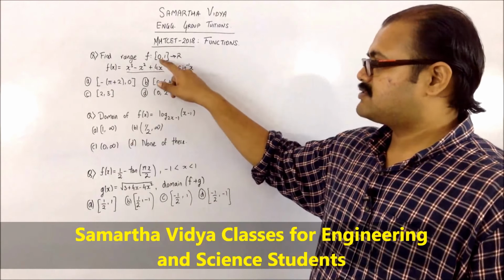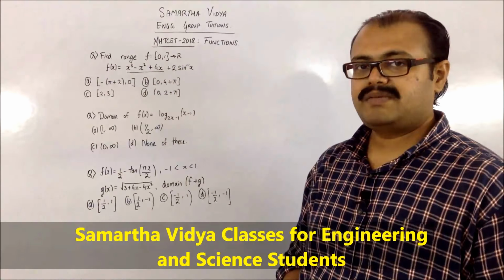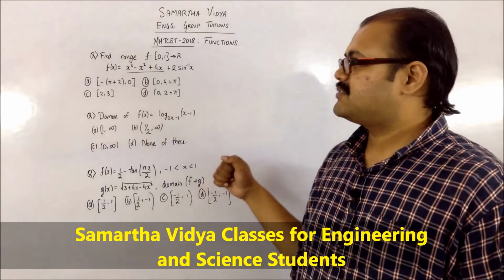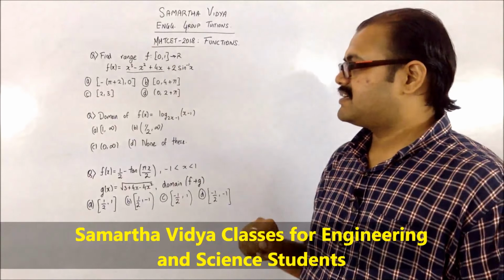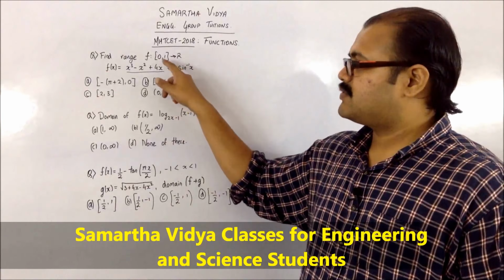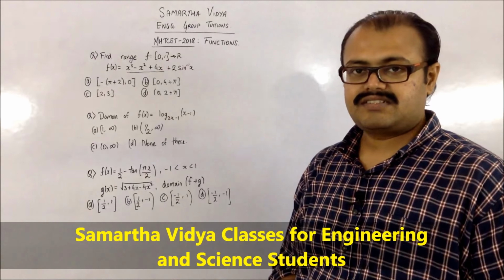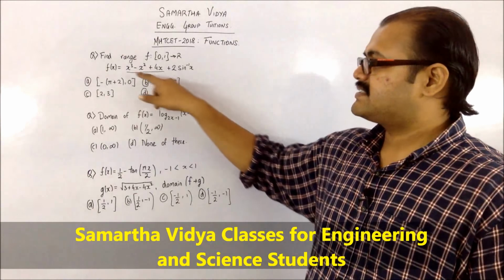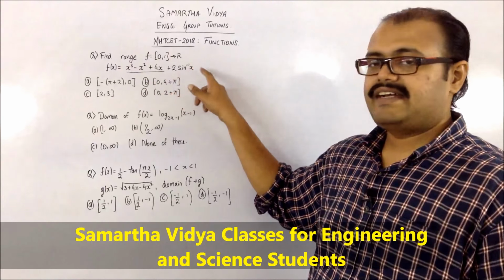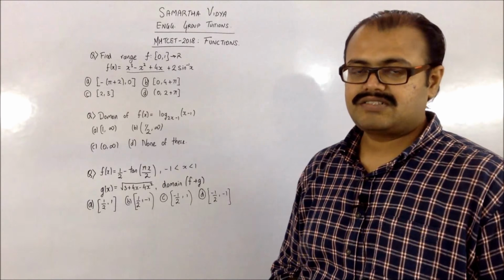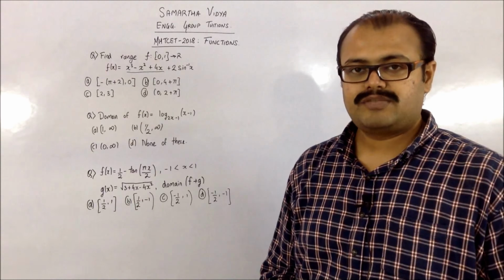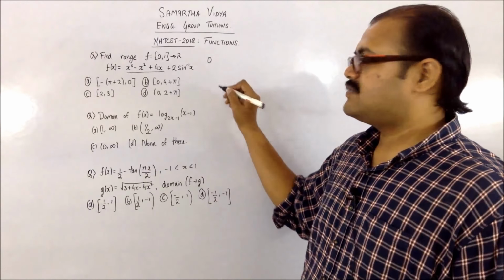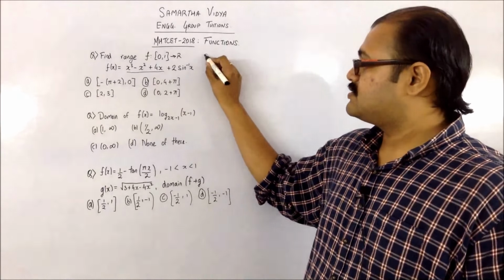Now since the values of x are between 0 and 1, what you have to do is simply substitute the value inside this function. The lowest value is 0. If you substitute that, you get 0 minus 0, and the entire thing becomes 0. So the lower limit is equal to 0.